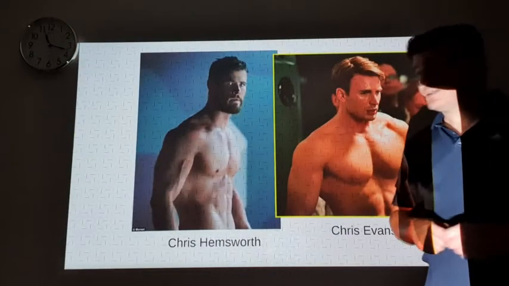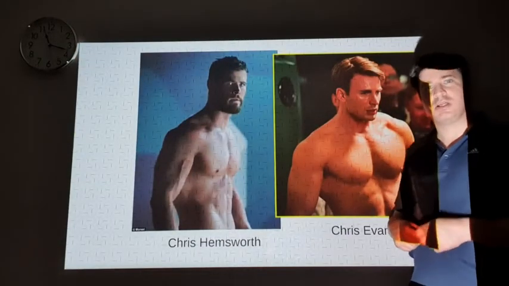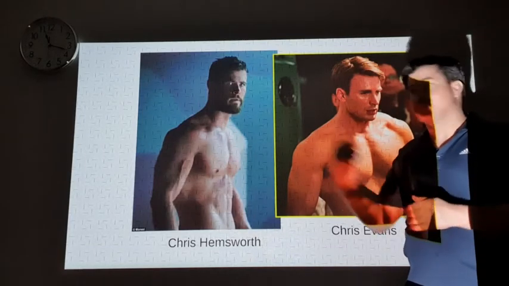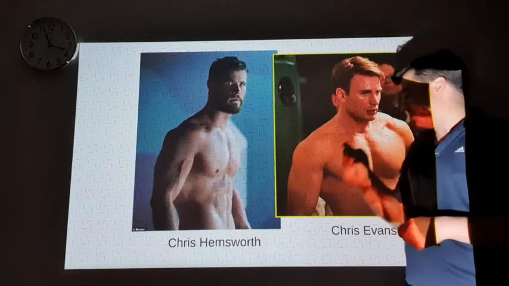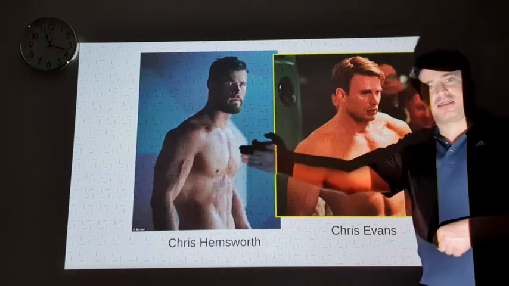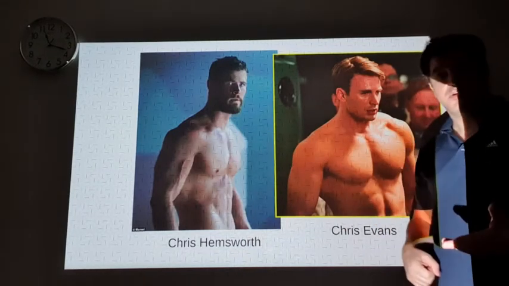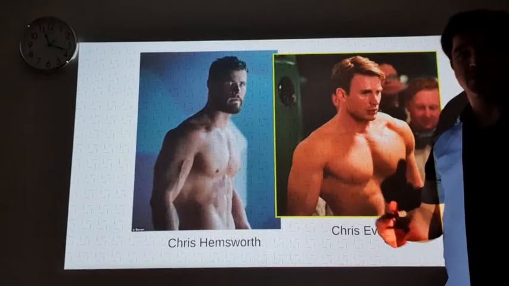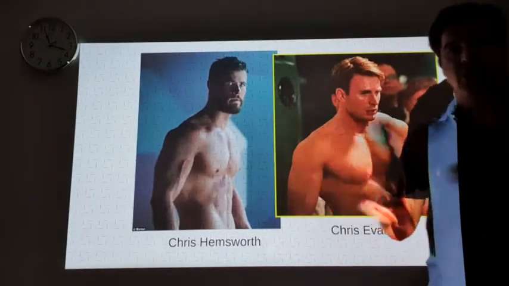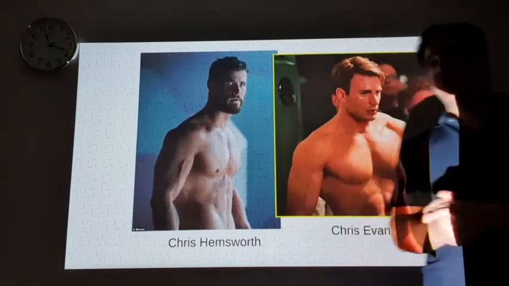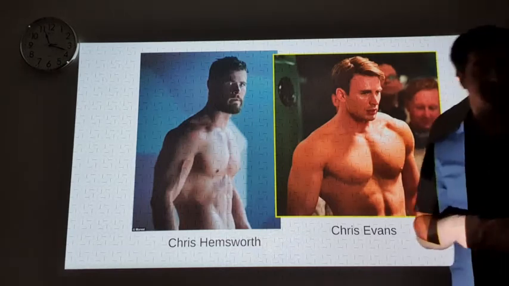Okay, and finally, last one, comparing Marvel's Chris Hemsworth and Chris Evans, Thor and Captain America. Who do you prefer? Who is more handsome? Who is stronger? Who is sexier? Who do you like better? Okay, how would you compare these two men?